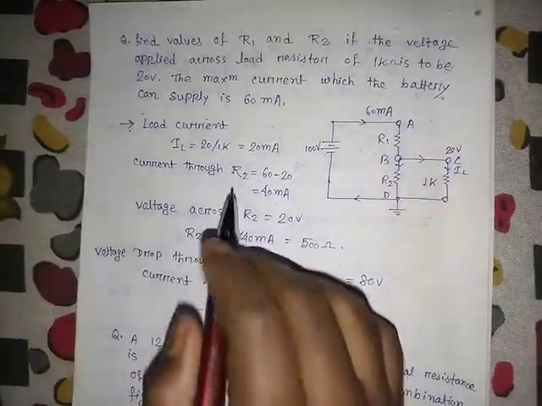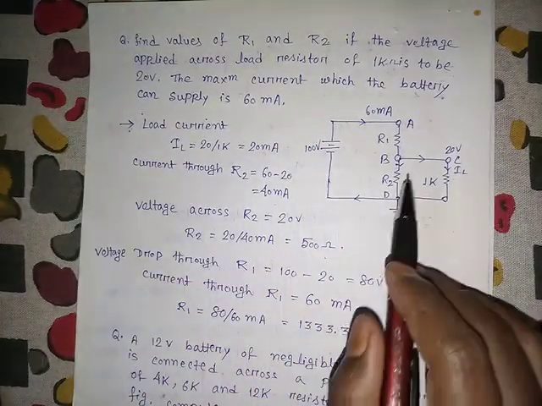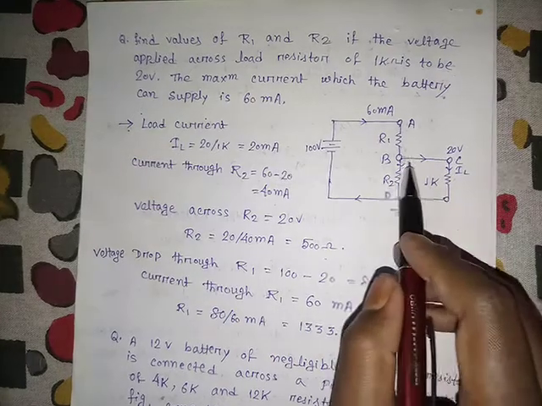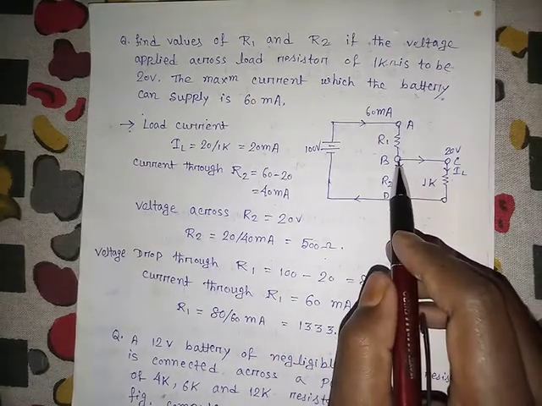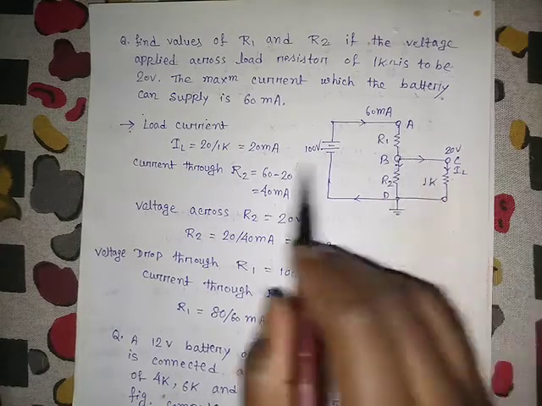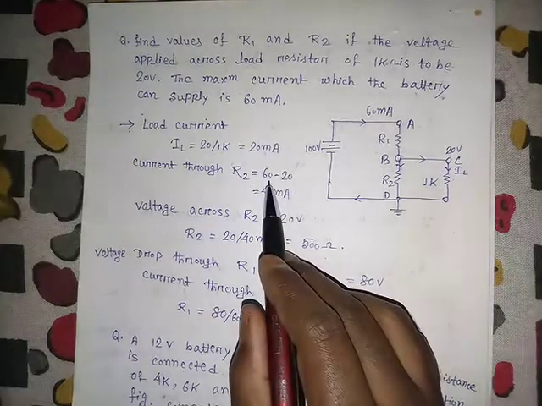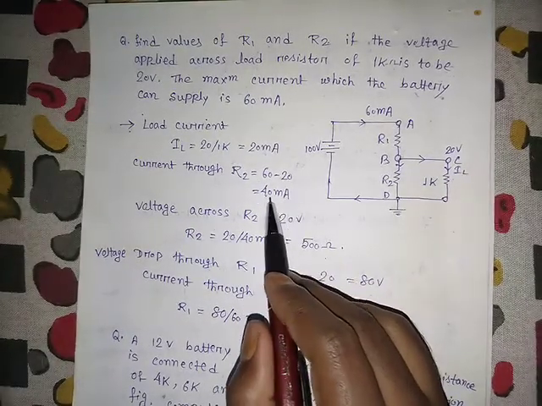So we write 20 milliampere. So we know the load current. Now apply KCL at point B. See, you apply KCL at point B, then 60 milliampere is incoming, 20 milliampere is outgoing. So our total result is incoming minus outgoing, that is 40 milliampere.